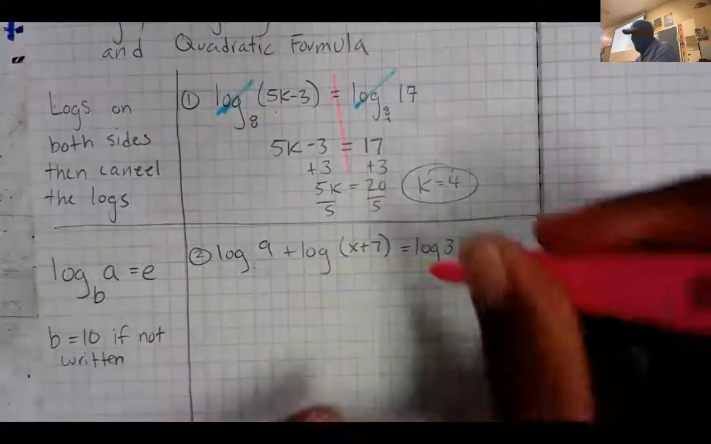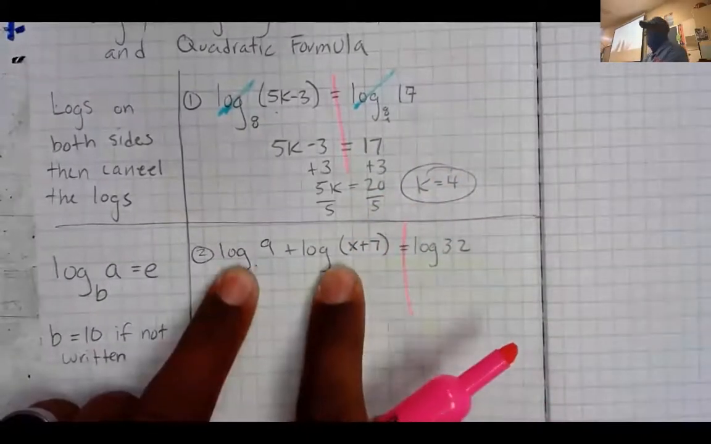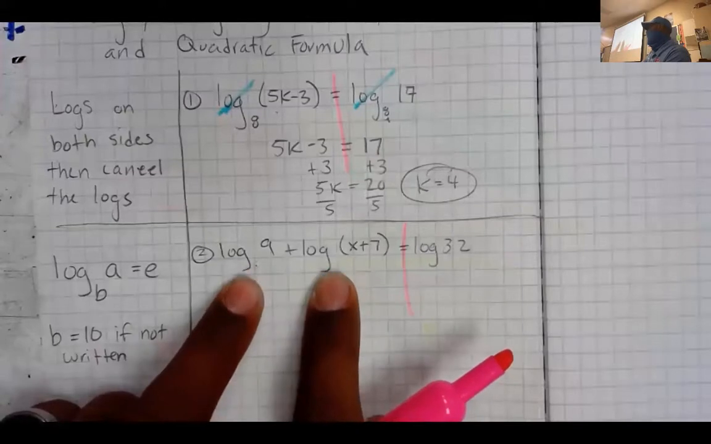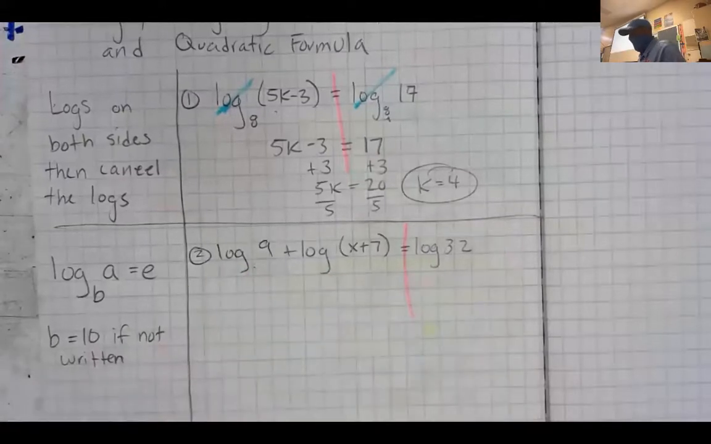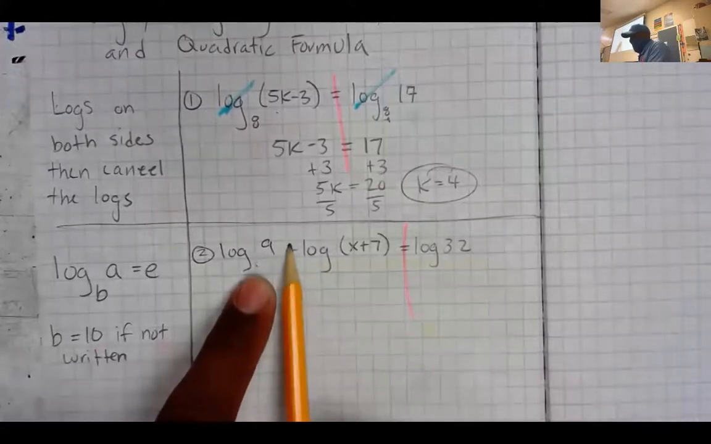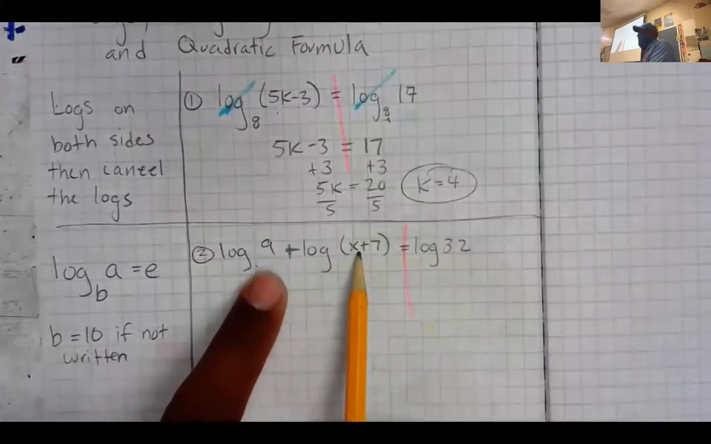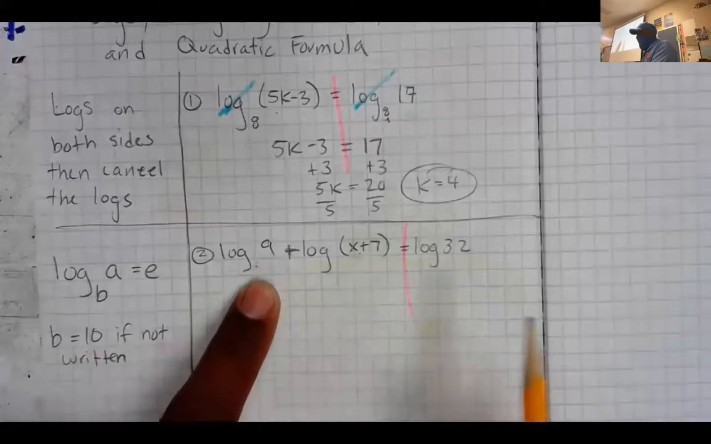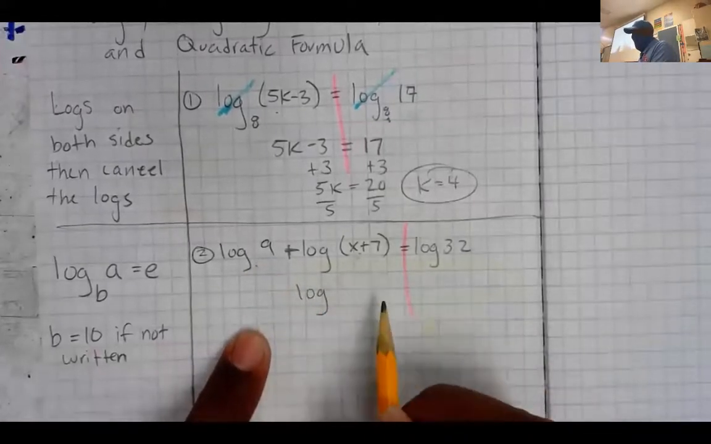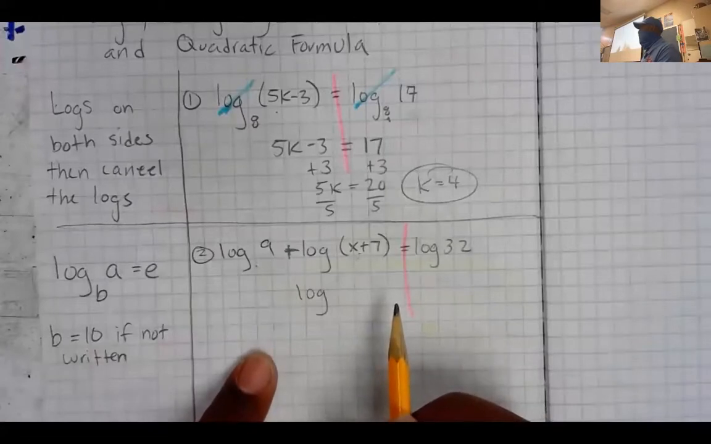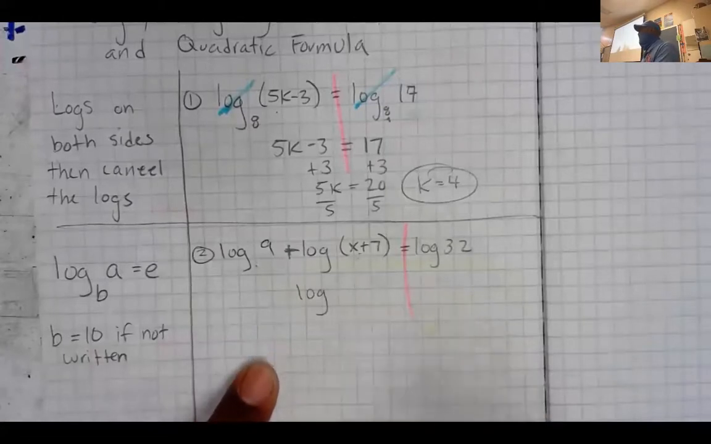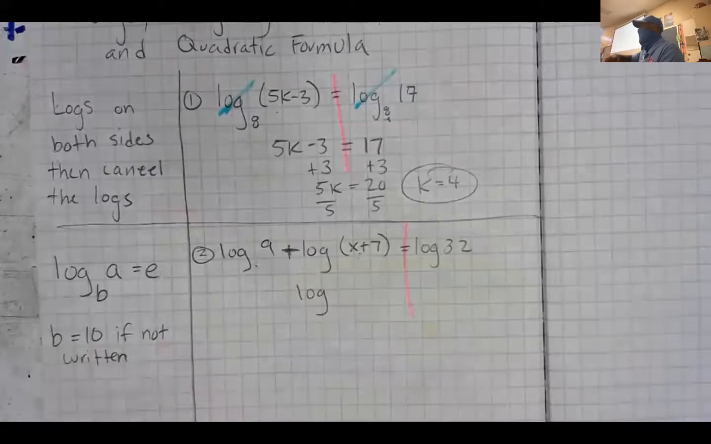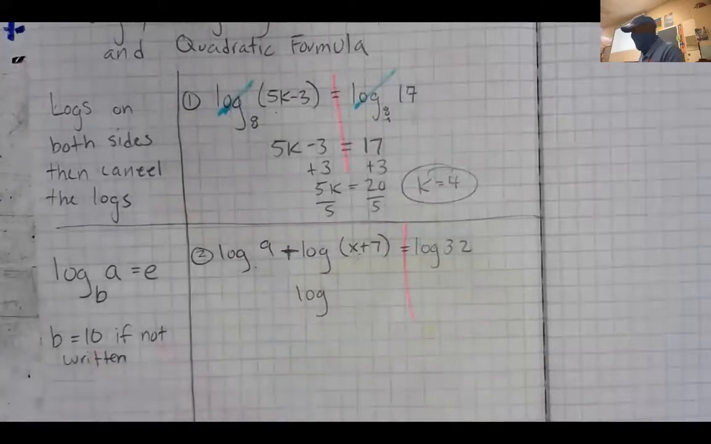But right now, we have more than one on the left side. We have 2. So we have to combine these together. If you are adding 2 logs, do you guys remember how to combine these? What do I do with the 9 and the x plus 7? I can combine them into 1 down here, but how do you combine them? You don't add, because when you add, you do something, and when you subtract, you do something different. It's not divide, it's multiply.